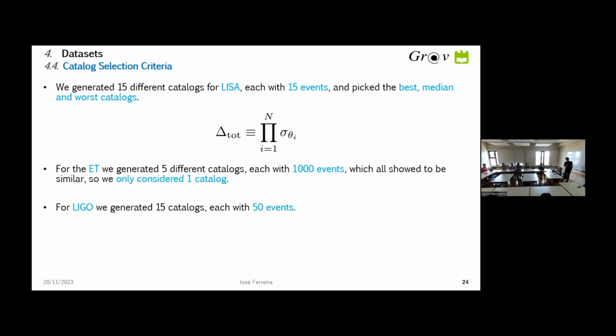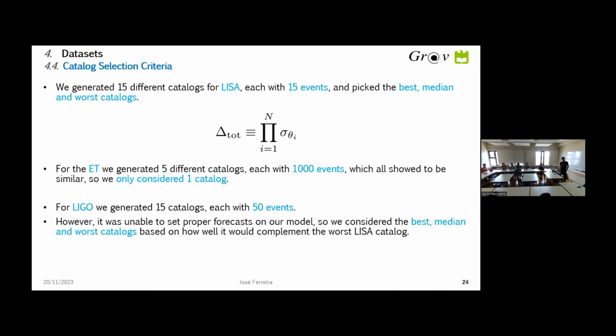As for LIGO, we generated 15 different catalogs, each with 50 events. However, LIGO wasn't able to set proper forecasts on our models, so we had to consider the best, median, and worst LIGO catalogs, chosen based on how well they would complement the worst LISA catalog.